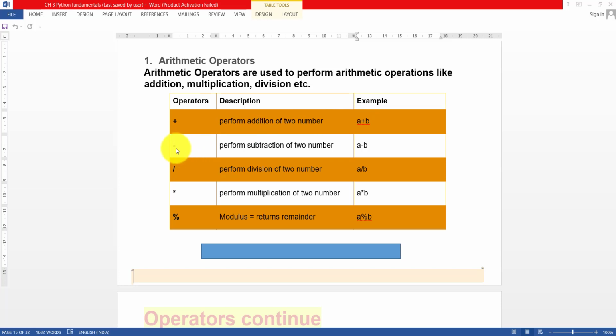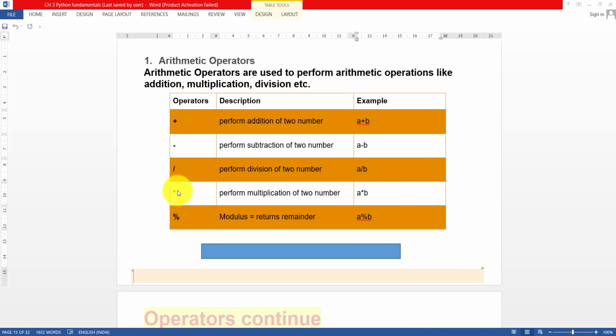Next, minus. This is used for subtraction. It will perform the subtraction of two numbers. We will use it as a minus b. Slash, this is actually division. It performs the division of two numbers. We will write it like this, a slash b. So it will perform the division of two numbers.